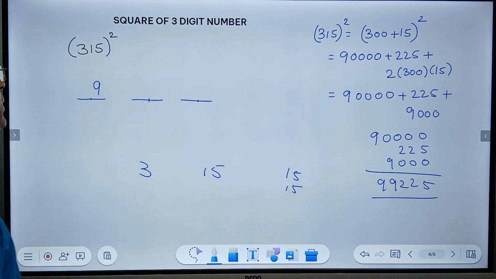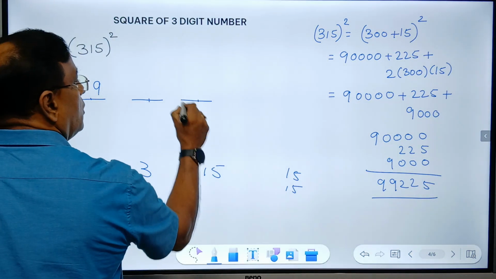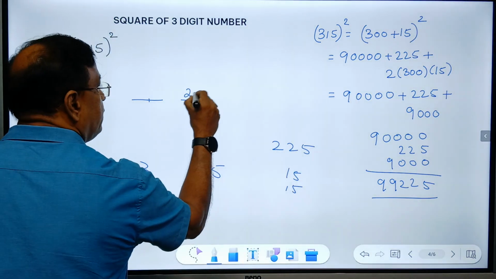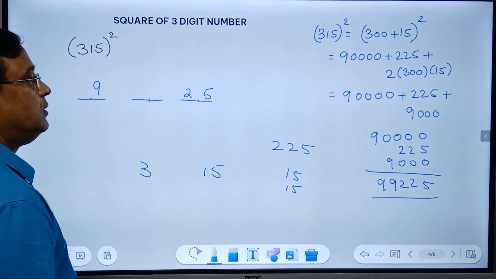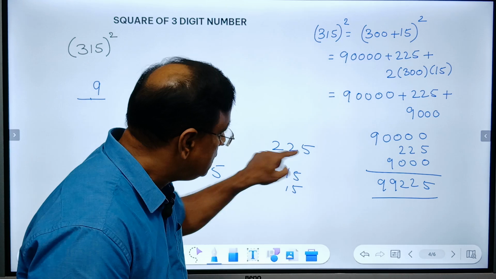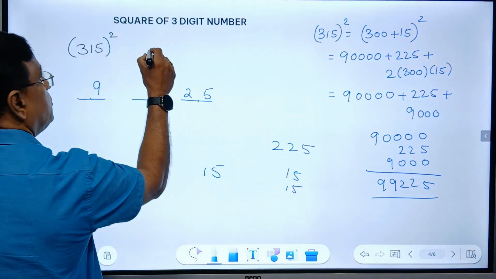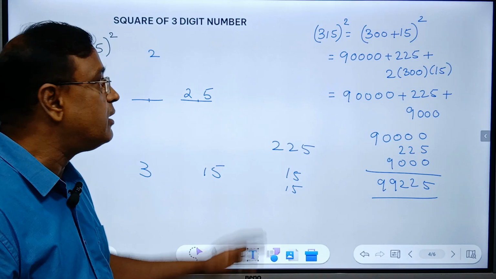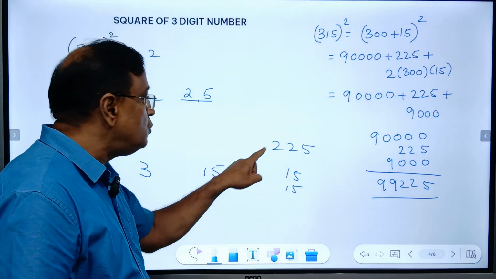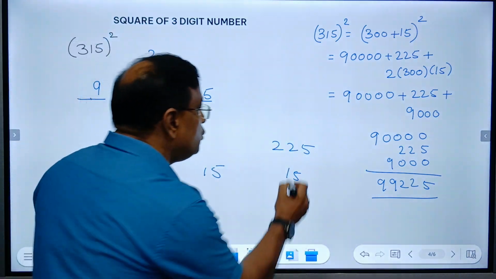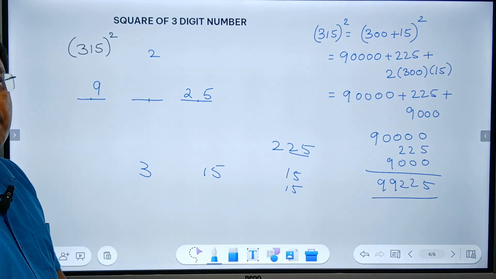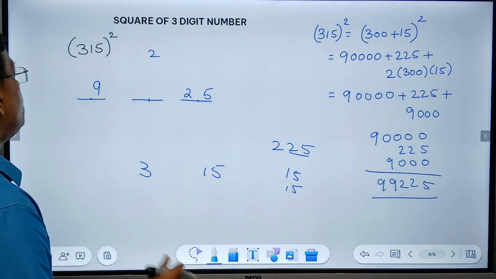What is that? 225. Write 25 here, and take this 2 and put it here, because you can write only 2 digits. You can't write 3 digits. So 225, you write only the 2 digits here, that is 25, and keep the other one here.